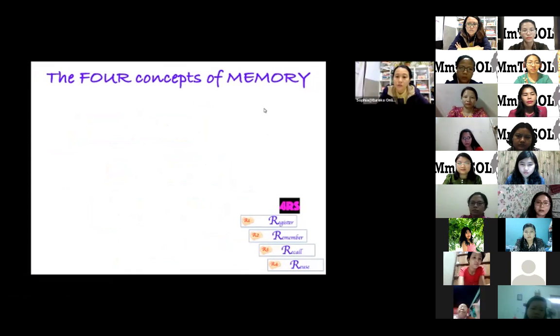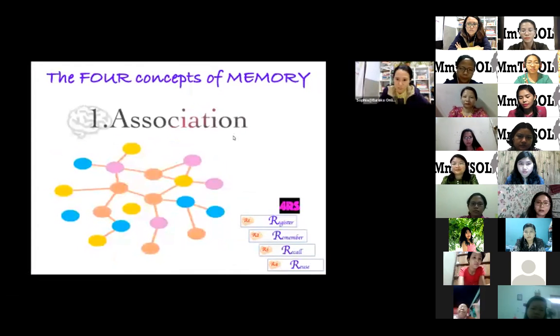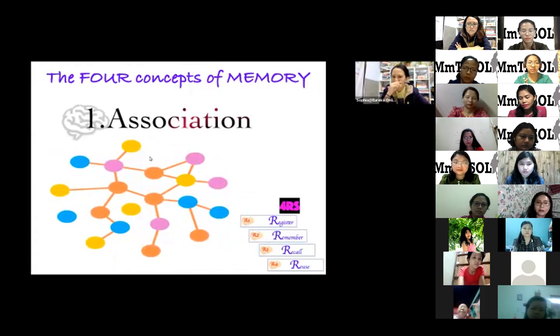Here we go. I want to start with 4 concepts of memory. So there are 4 concepts of memory. We'll start with association, okay? So what is association?